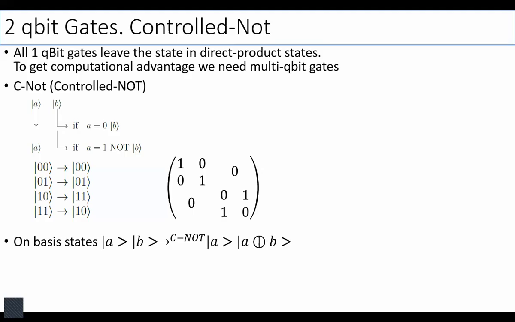No, it's not correct, because this matrix is a 4 by 4 matrix. This is 4 by 4. And PH of delta was a 2 by 2 matrix.